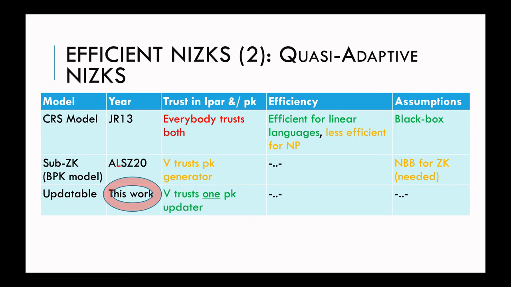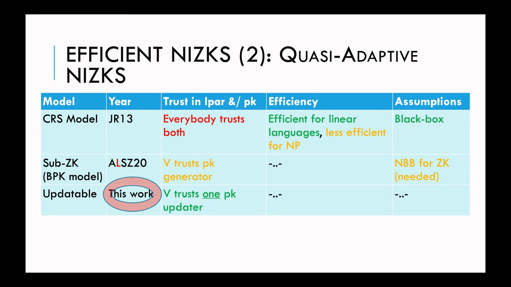In the case of soundness, you can use black box assumptions, but to prove zero knowledge, you need non-black box assumptions. And it is known that this is needed. In this work, we propose updatable NIZK, where the verifier only trusts one PK updater and the prover doesn't have to trust anybody.